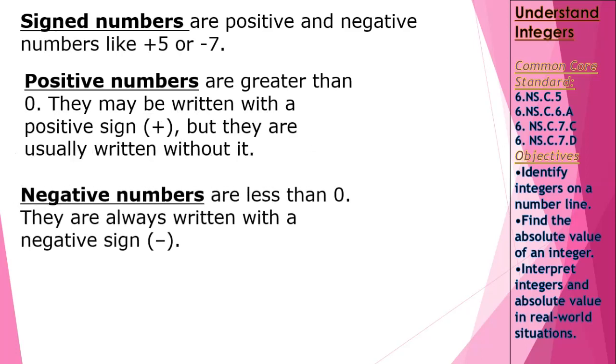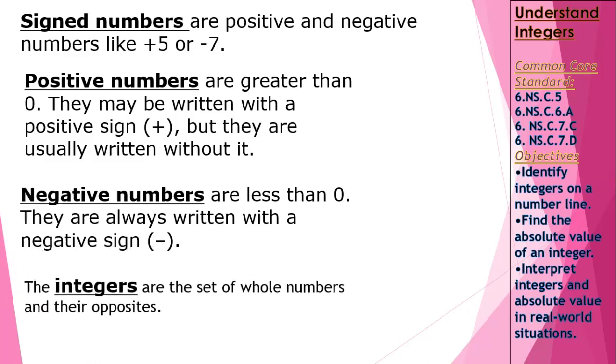What about negative numbers? Negative numbers are less than 0. They are always written with a negative sign, which looks like the subtraction sign. Here, it's clear. If we write a number without a sign, it is a positive number. But to express a negative number, I have to write the sign beside the number, like negative 3, negative 7, negative 4, and so on. Okay? We have to write the sign before the number. We write the sign, then the number.